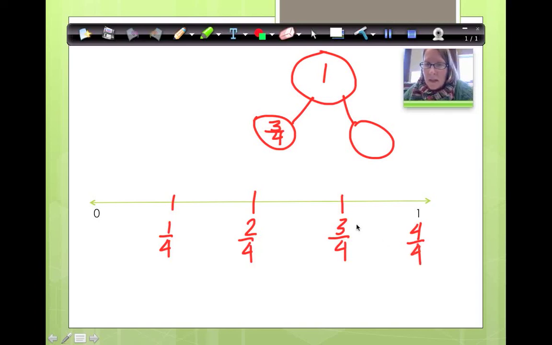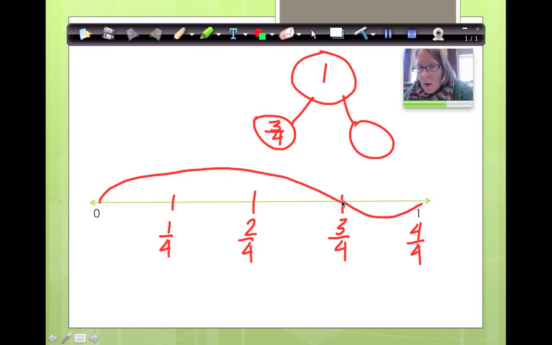How many do we have up here? We have 3. So I start my point of origin. I go over to 3/4. How many do I have left? I only need 1 more fourth. Okay?